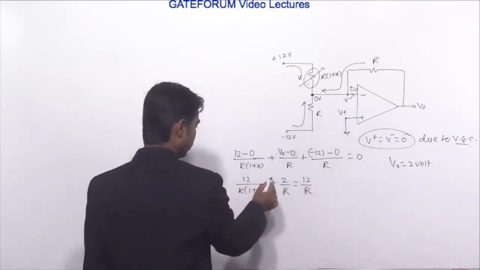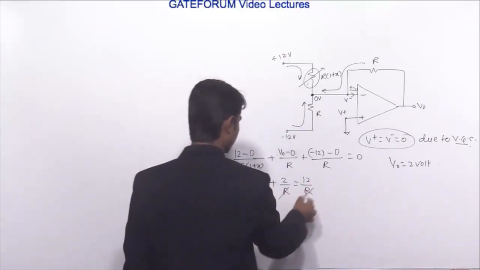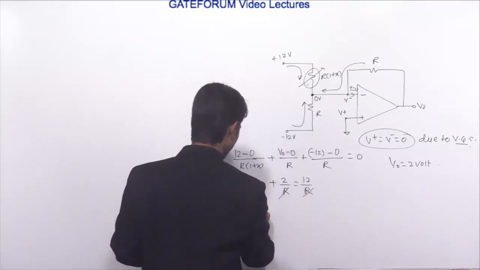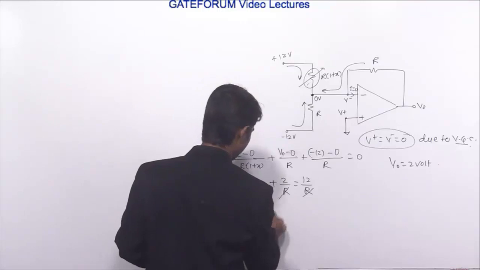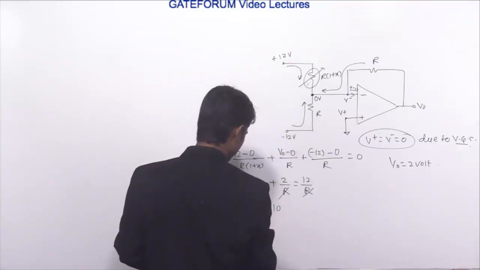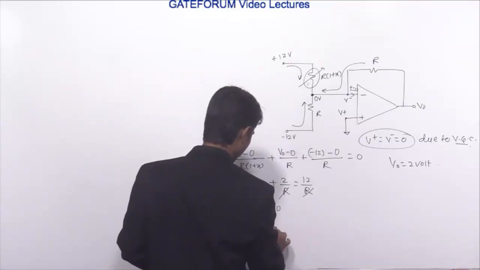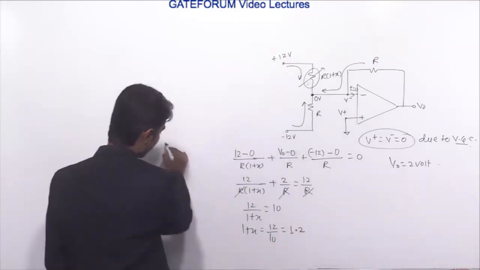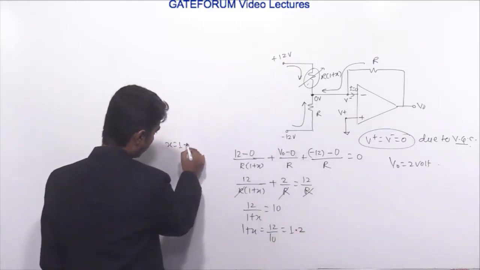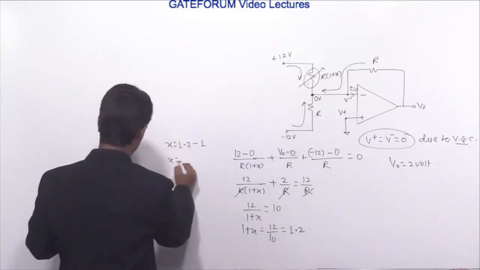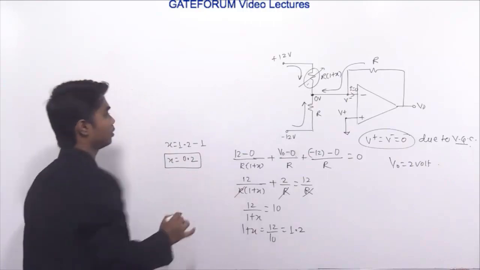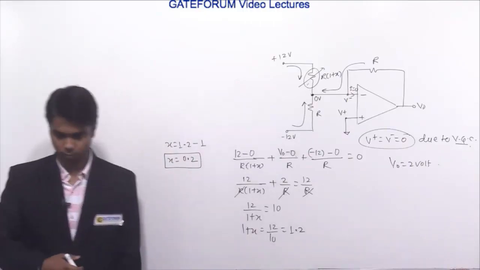Now see, if we take R common, this R gets cancelled. Now it will become 12 upon (1 plus X) equals 10. So 1 plus X equals 12 by 10, means 1.2, and X equals 1.2 minus 1, so X will be 0.2. This is a very simple question.